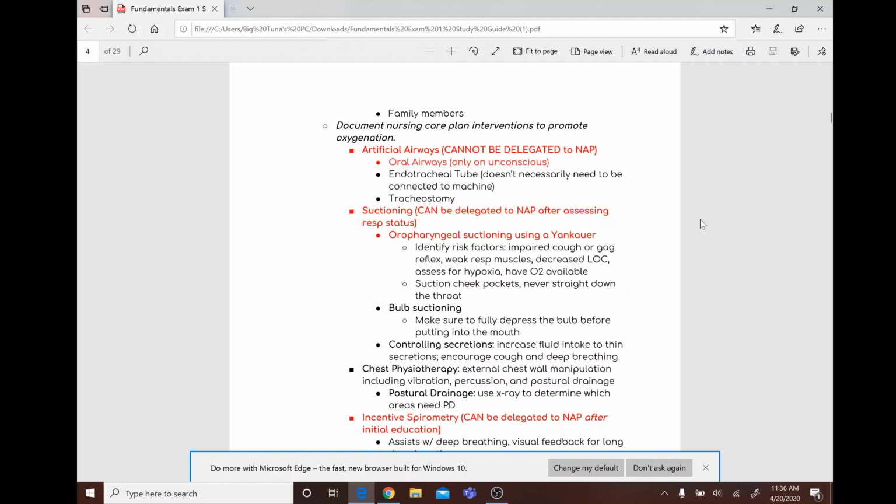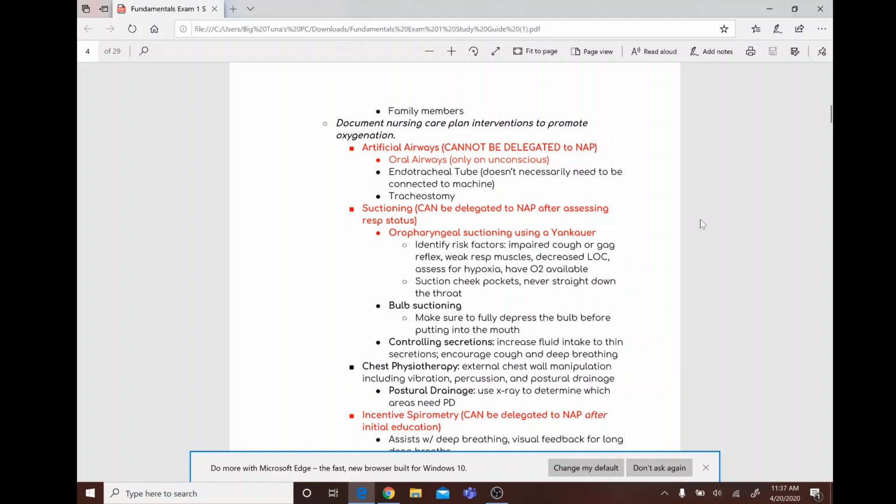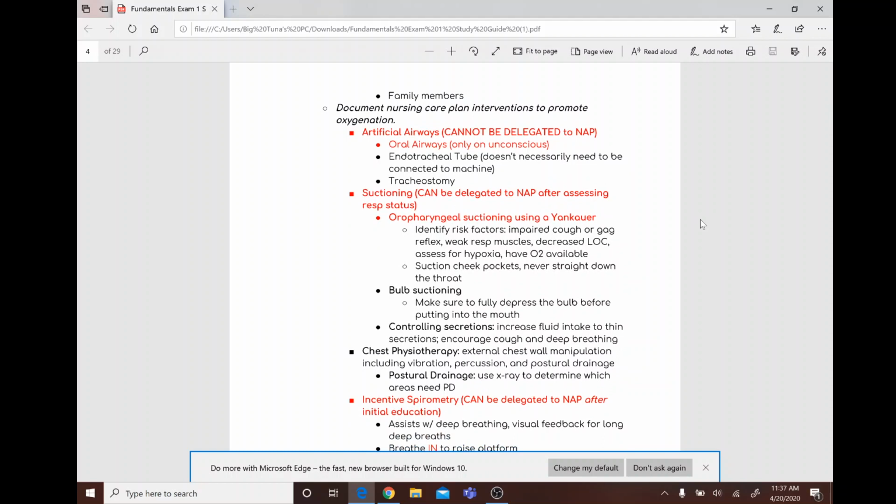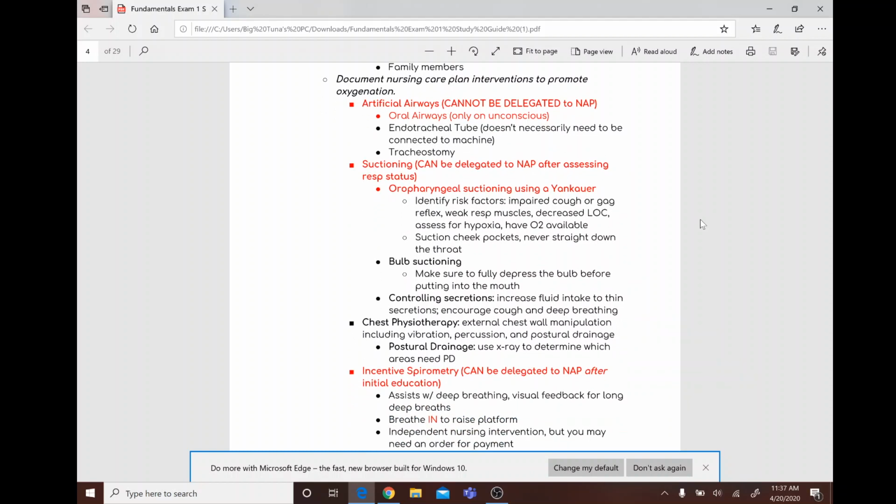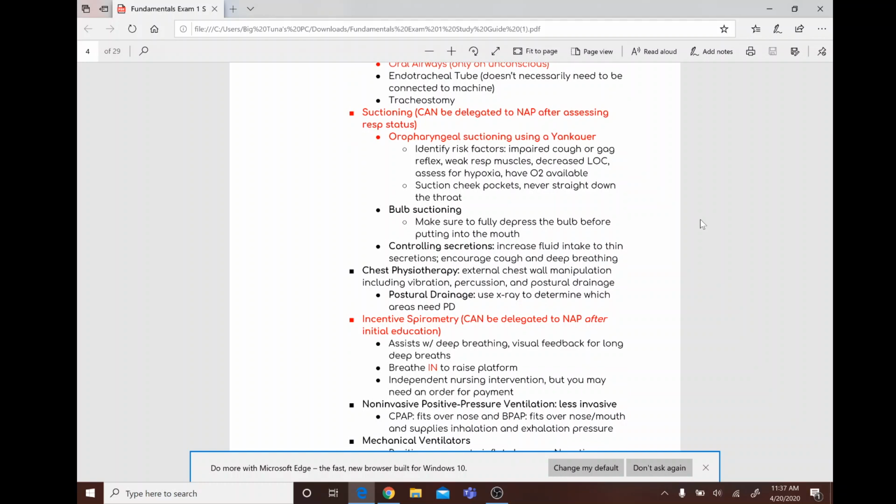What are the risk factors of oropharyngeal suctioning using a Yankauer? Impaired cough or gag reflex, weak respiratory muscles, decreased LOC, assess for hypoxia. Have O2 available. Are we going to suction straight down the throat or cheek pockets? Cheek pockets. What do we need to know about bulb suctioning? Bulb must be fully depressed before putting in the mouth. What are some things we can do to control secretions during suctioning? Increase fluid intake to thin secretions and encourage cough and deep breathing.